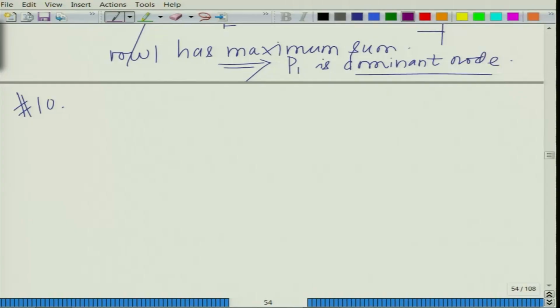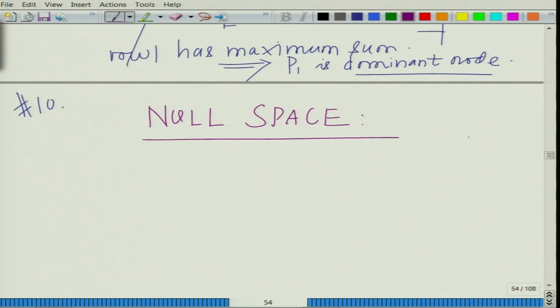So, today let us discuss a new concept. This is the null space of a matrix. This is what we call the null space of a matrix, which is defined for a matrix. What is the concept of a null space?